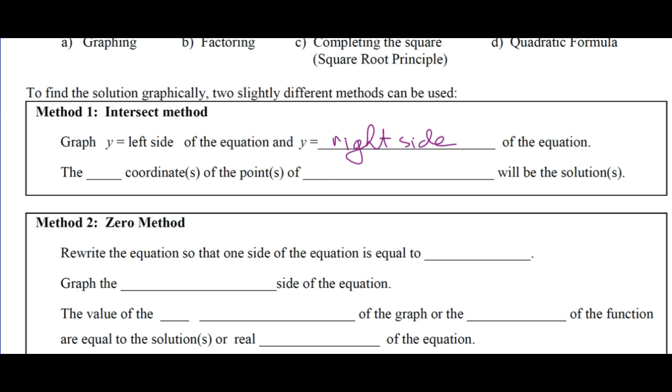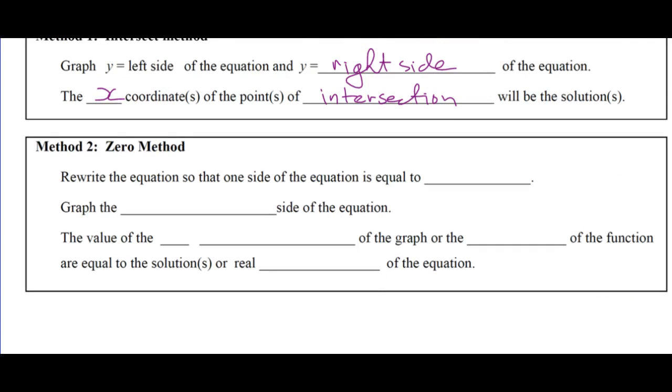And what you want to find, where's your solution if you graph left and right side? You're looking for the x coordinates of the point or points of intersection. So you're just saying, where they meet, their y value must be the same, right? They intersect, their y value is the same. We're interested in, so what's the x value that gives us that? Because the solutions are x values.